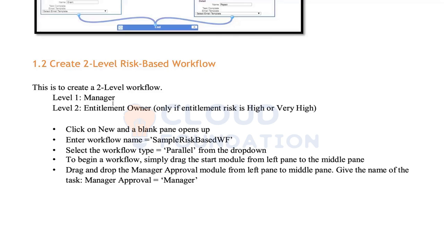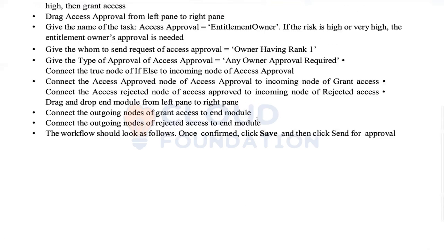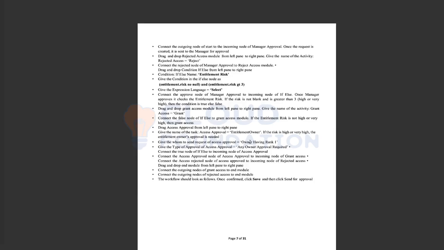What Saviynt does is it allows you to raise a request to whomsoever is required. My first level is going to my manager. Only if my manager approves it, the entitlement owner will receive the request. And now they can either accept or reject it. But we have also put a criteria that for every entitlement it is not needed. It is only needed if the entitlement that I am requesting is high or very high risk. Now, how to create this kind of workflow? We'll have a look at that.